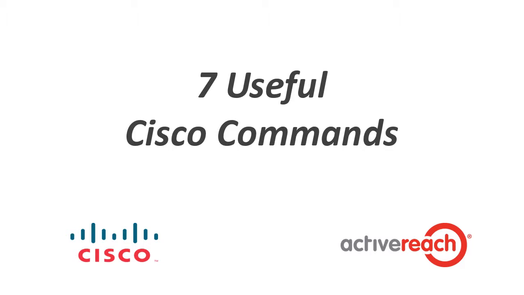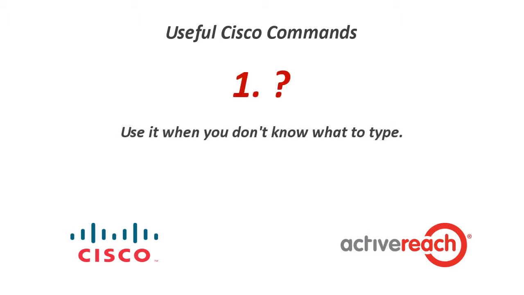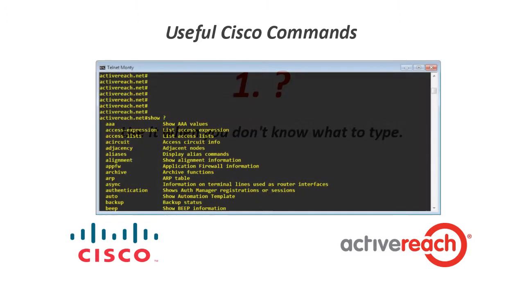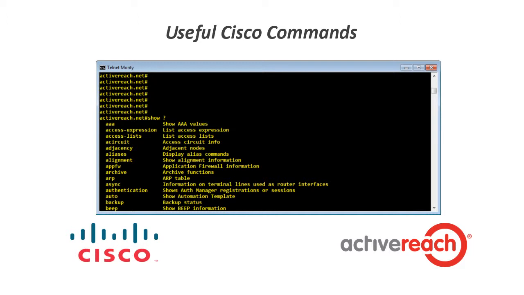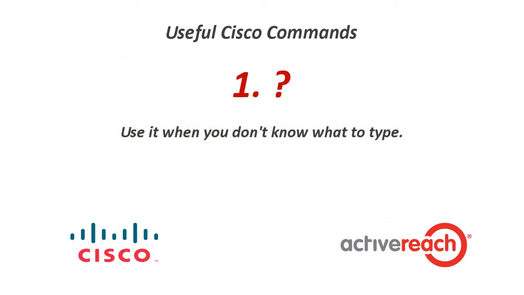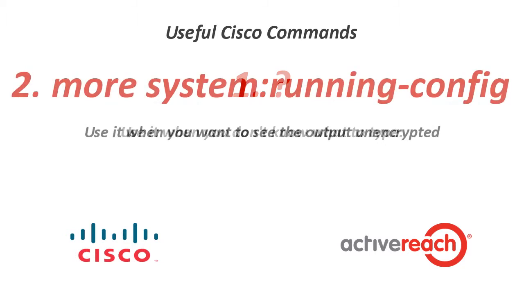Today I'm going to run through 7 handy Cisco commands. Let's start with the question mark. Type a question mark at any point into a Cisco device and it will give you a list of the commands that you can enter. This can be handy if you use it after a command such as show. Show followed by a question mark will show you what additional parameters can be added to commands as well.